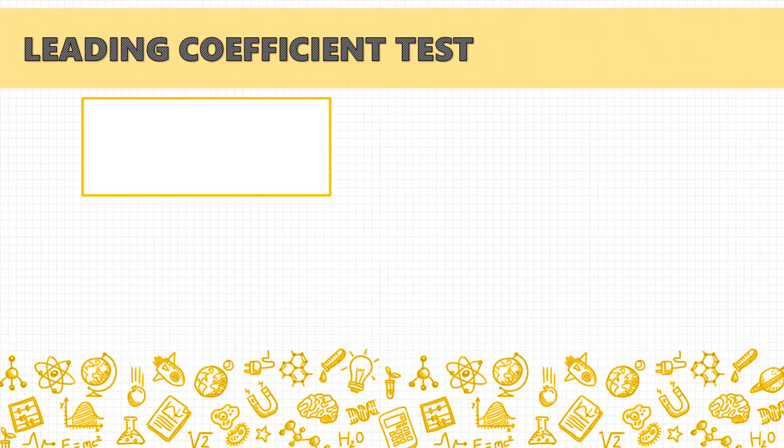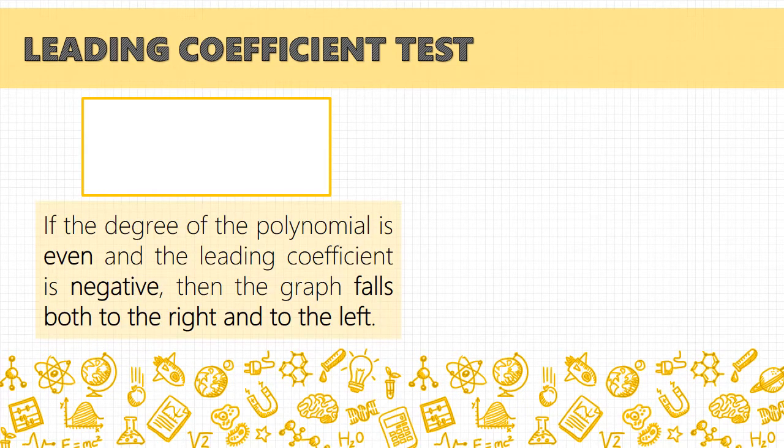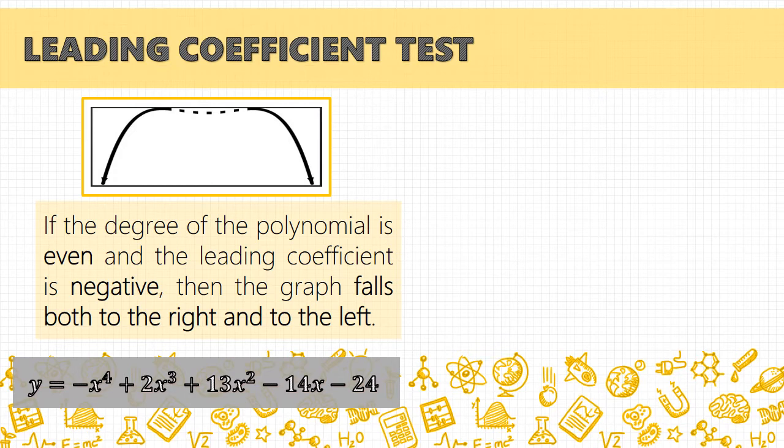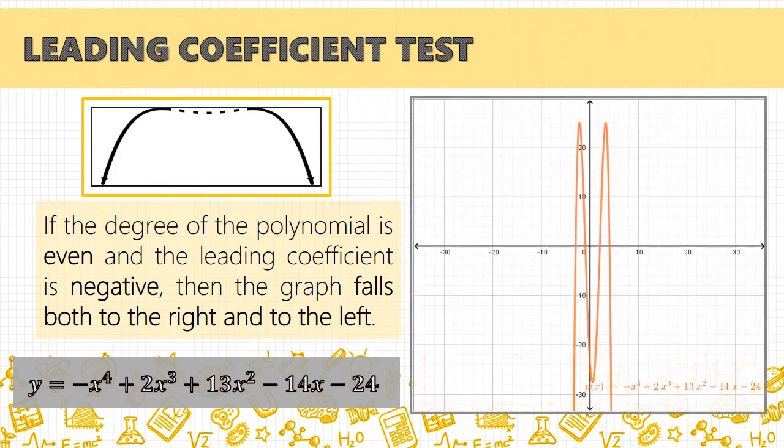Fourth type is if the degree of the polynomial is even and the leading coefficient is negative. Then the graph falls both to the right and to the left. Example, y is equal to negative x raised to 4 plus 2x cubed plus 13x squared minus 14x minus 24. The leading coefficient is negative and the degree of the polynomial is 4.